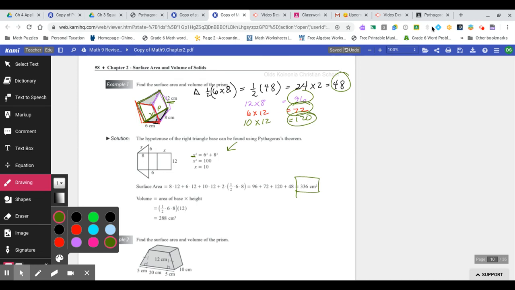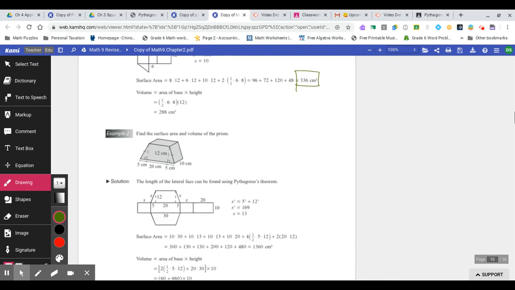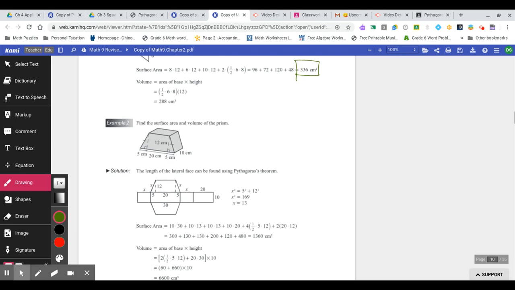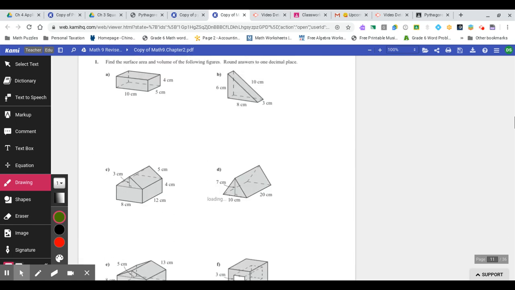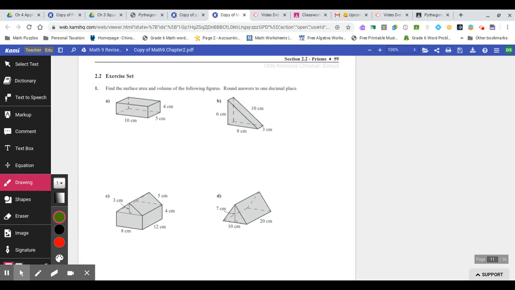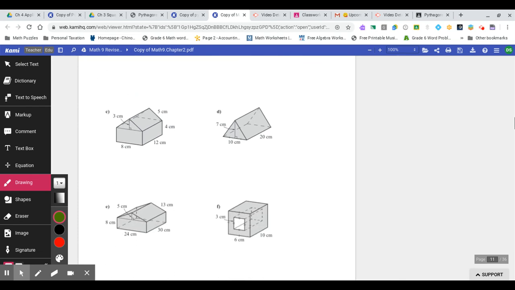But I want to skip down to the homework sections, and I want to help you with one more question. I am not going to do example 2 for you. I don't think you will have that more complicated of a shape. So let's go down to the exercises on page 59 for 2.2. And I want to work on a question with you. Okay, maybe let's do letter D. I'm going to do it with you for simply having more practice.